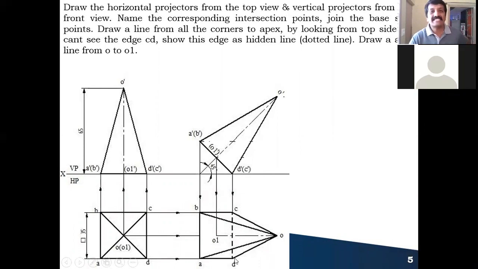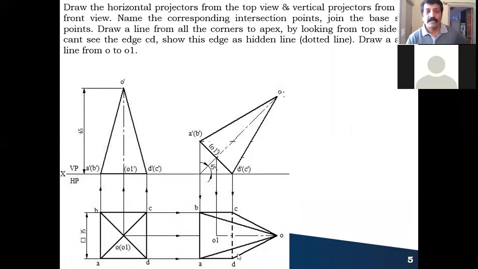And at the end, the axis line also we have to consider in all the cases. So O is the vertex point, O1 is the base axis point. We join this O1 to O with the axis line representation in this way. So this completes your top view.